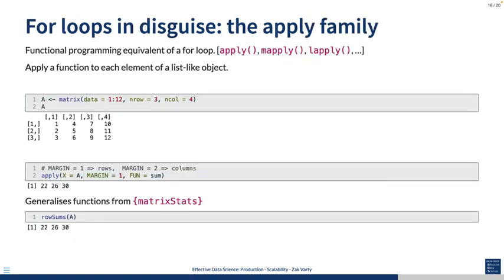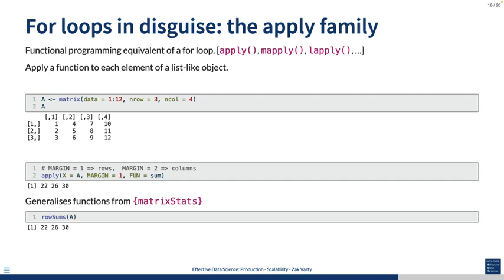So one thing that people often really get excited about when writing code is turning their loops into a more functional programming equivalent. And in base R, the way that you do this is by applying a function over a list-like object. And here we have several variants of the apply function depending on exactly what your inputs and outputs are.